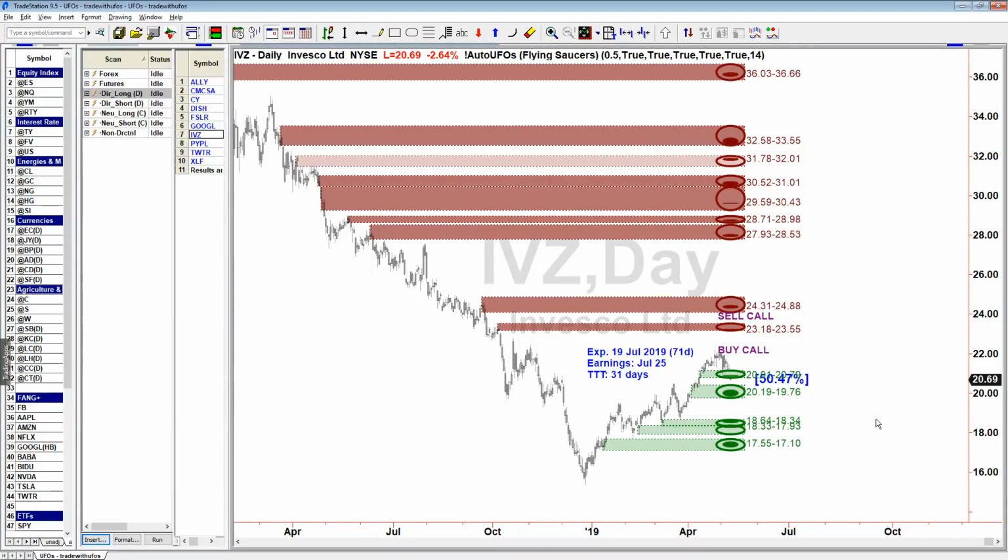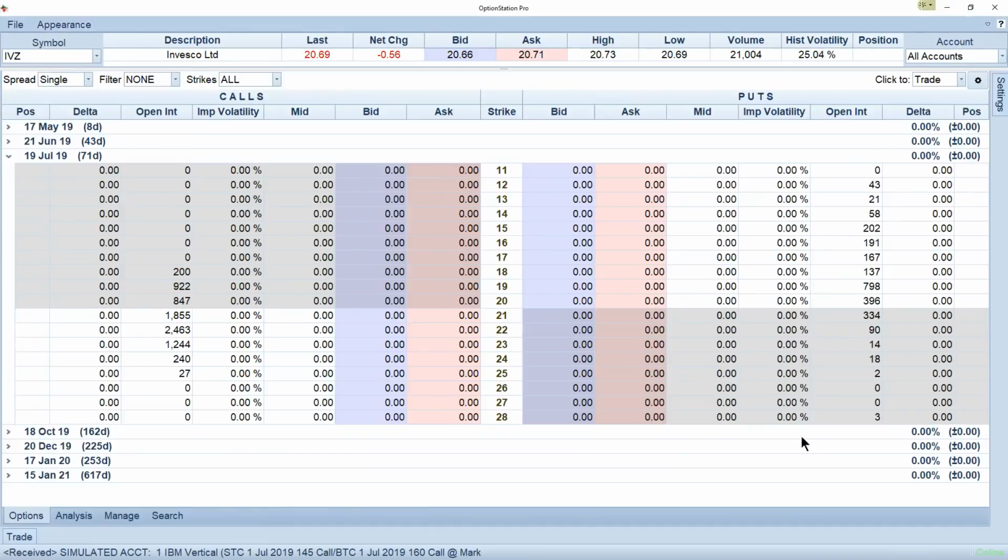Okay, so could I be wrong on the trade and the whole broad market goes down, IVZ goes down? Yes. And the beauty of doing a bull call spread is that whatever I pay for the bull call spread is the most I can lose. Therefore, even if I end up wrong in the trade, my loss will be limited to what I pay for the bull call spread. So I'm very happy to plan this trade with IVZ.